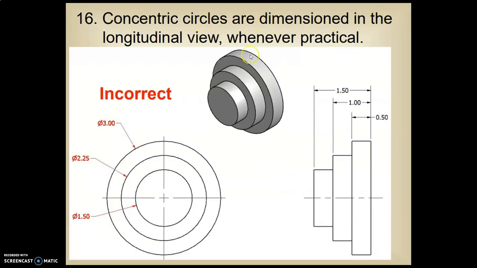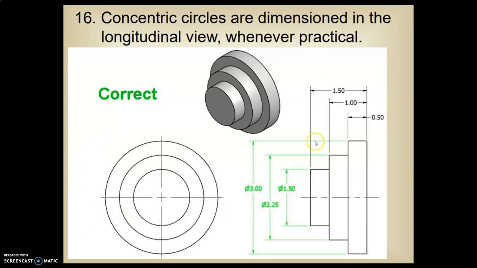Concentric circles are dimensioned in a longitudinal view whenever practical. Again, these are cylinders. We do not put the diameter symbols on those. We dimension them here and then we stagger them. All right, that is it for dimensioning.